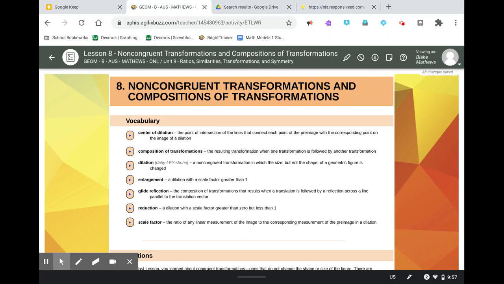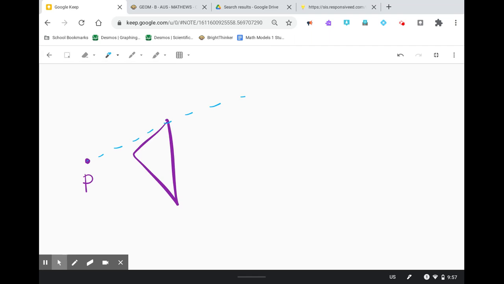All right, this is the Geometry Unit 9, Lesson 8 video over non-congruent transformations. Non-congruent transformations here is going to be mainly focused on dilations. So just to give a brief overview of what a dilation is: a dilation is going to give us a point, and it's going to give us some figure. And then we're imagining that we're enlarging that figure by some amount.